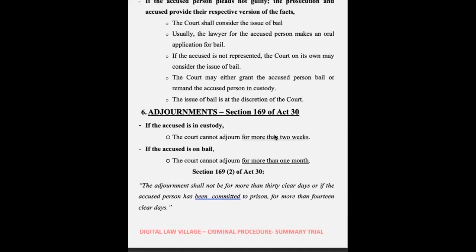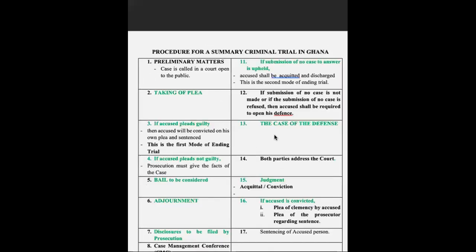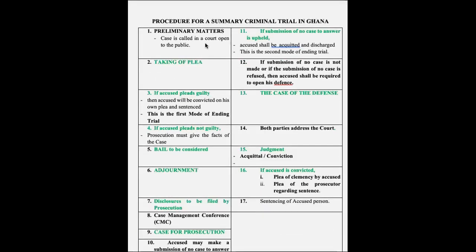Now, what happens after the adjournment? Remember, we said in the introduction that after the accused person has pleaded not guilty, and the court has considered the issue of bail, and then the case is adjourned, the prosecution will be required to serve on the accused person what we call disclosures. Furnish the accused person with the disclosures.